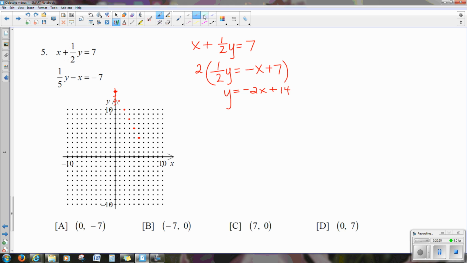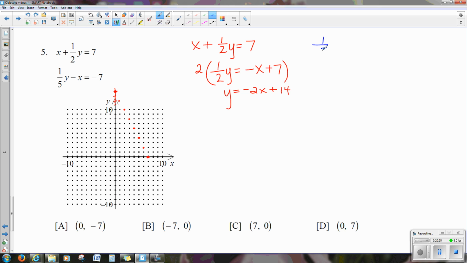Get my red pen back. 1, 2, 3, 4, 5, 6, 7. And then I could use that slope of negative 2. I'm going to go up 2 and backward 1. Up 2 and backward 1. There you go. We could have used that to graph, or we could create a little bit of extra graph up here.